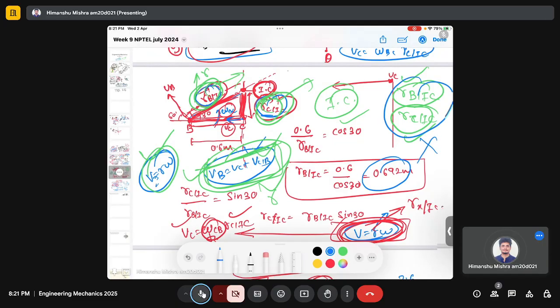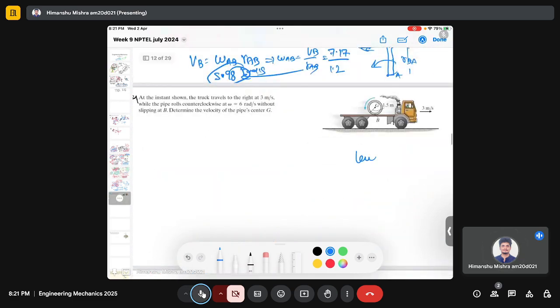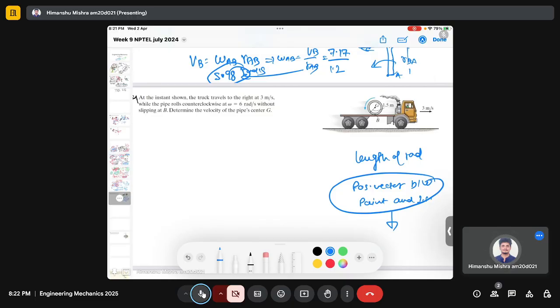So either use the length of the rod or use the position vector between the point and the instantaneous center. This is the method that right now we are discussing, the instantaneous center method, and this is the method that we discussed at the beginning of this class and also in the previous class, where the position vector is based on the length of the rod. Here the position vector is based on the position vector between the point and the instantaneous center.